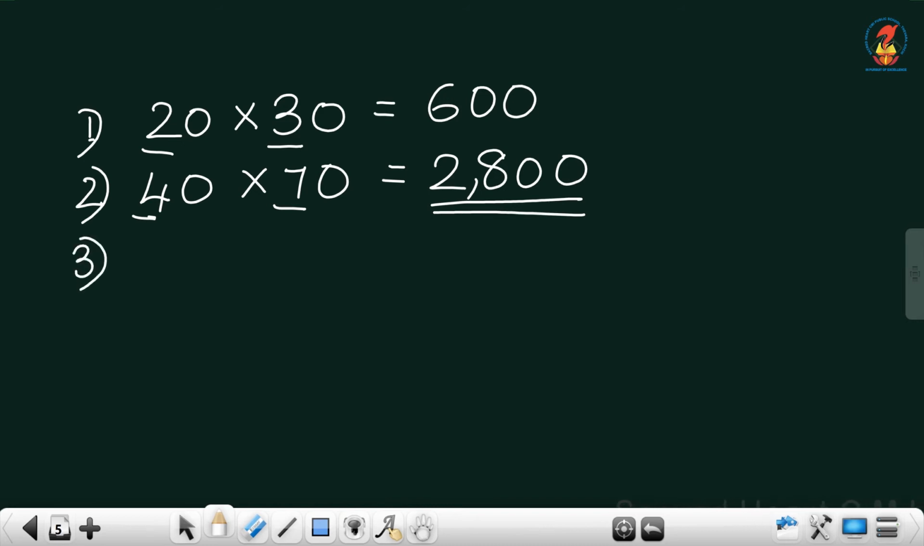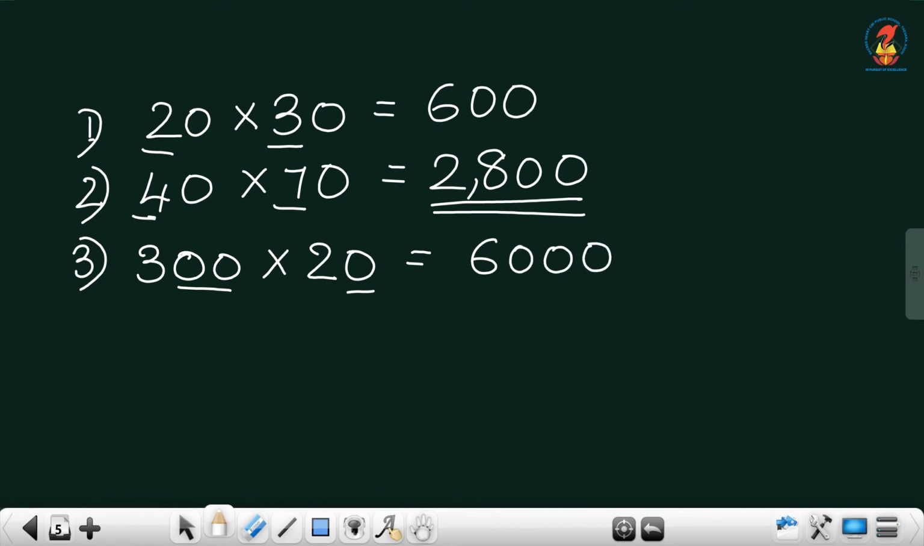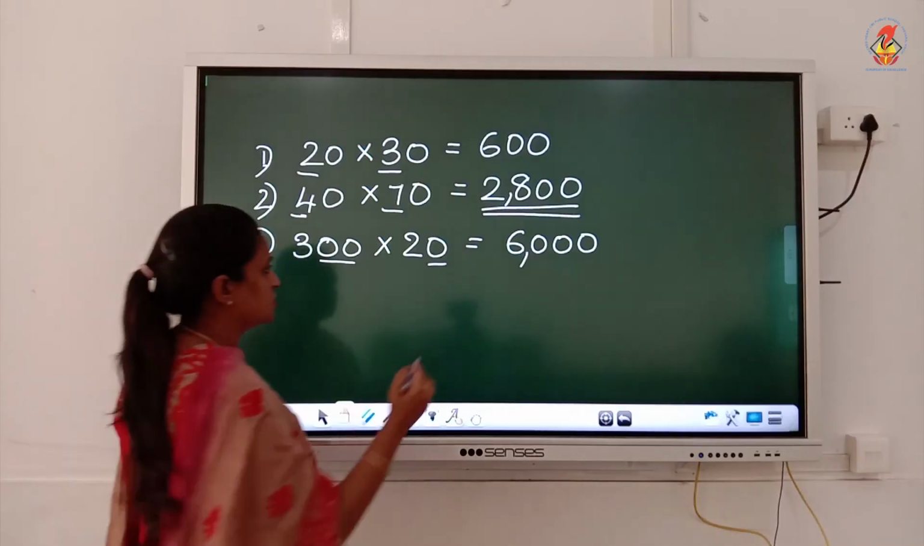Now let's do another question. 300 into 20. Now look, 3 into 2 is 6. Now count how many zeros are there? 2 and 1. So 2 plus 1, 3 zeros are there. 1, 2, 3. Just put those 3 zeros to the right side. So the answer is 6000.